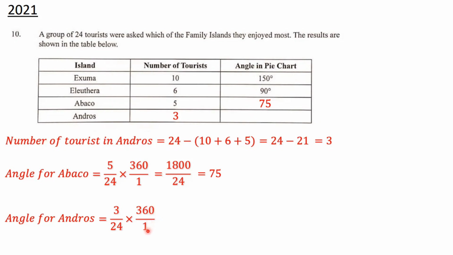So we have 360 over 1. We multiply 3 times 360, and that gives us 1,080. And we have 24 multiplied by 1, which is going to be 24. And so we divide 1,080 by 24, and that's going to give us 45. So the angle for Andros is 45. And if we add 150 plus 90 plus 75 plus 45, that gives us 360. So we know that we're heading in the right direction.